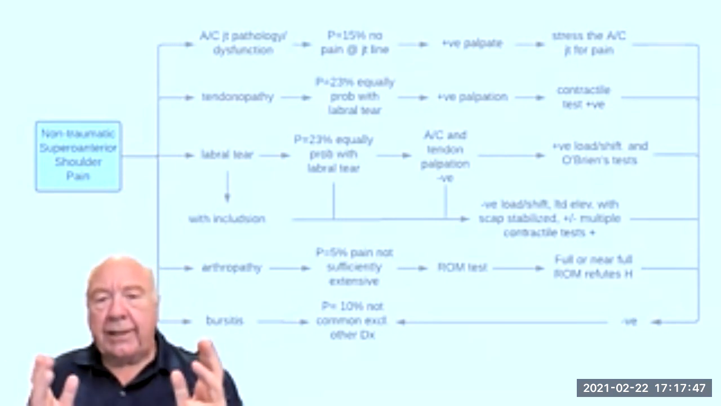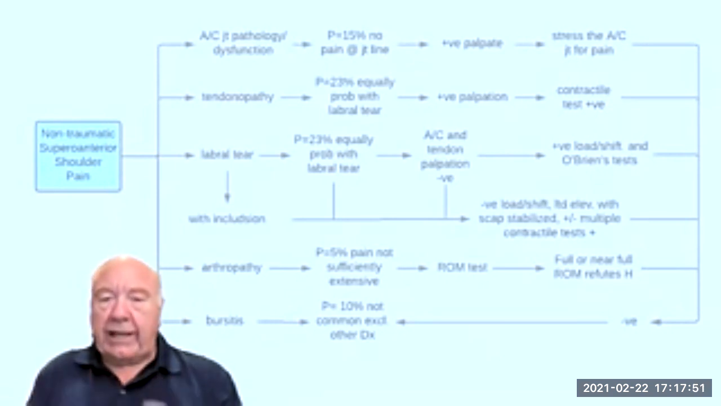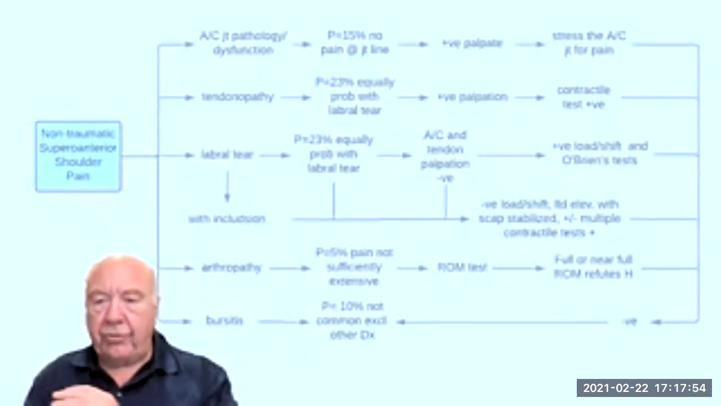Okay, now, labral tears with inclusions. These act totally differently. They actually do block elevation, so you get limited range, near full range, but limited range.